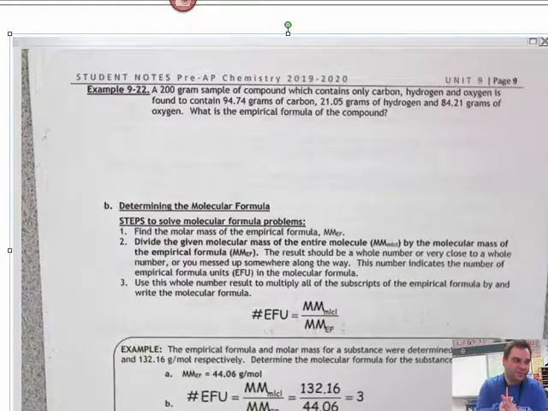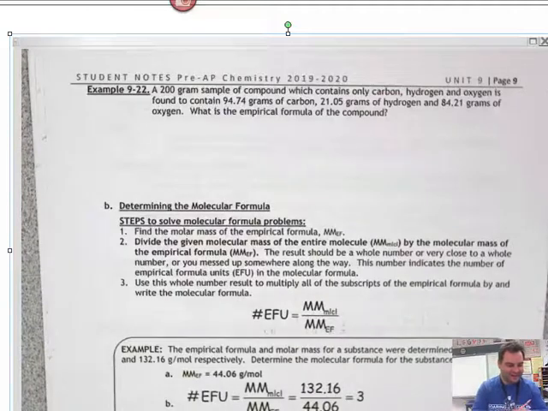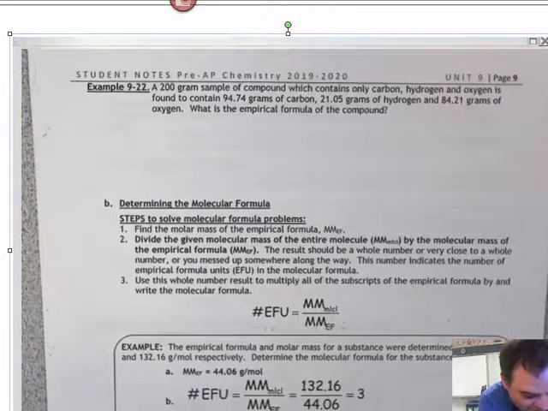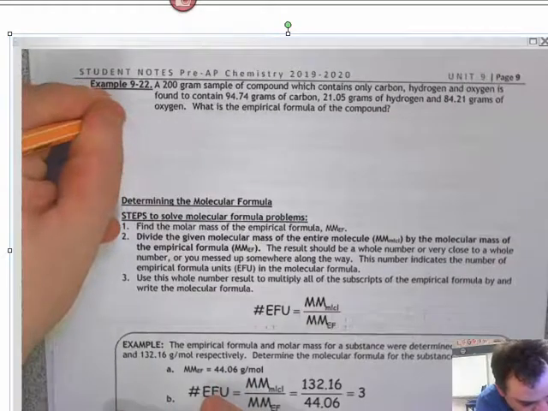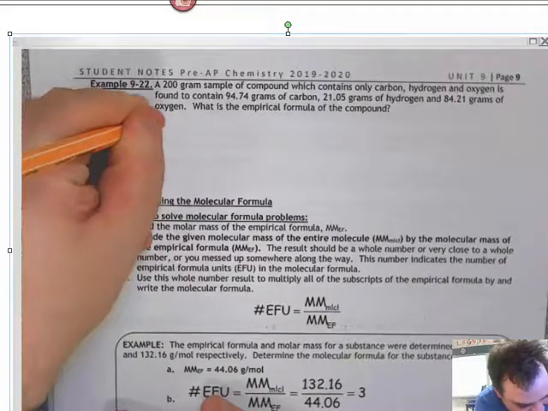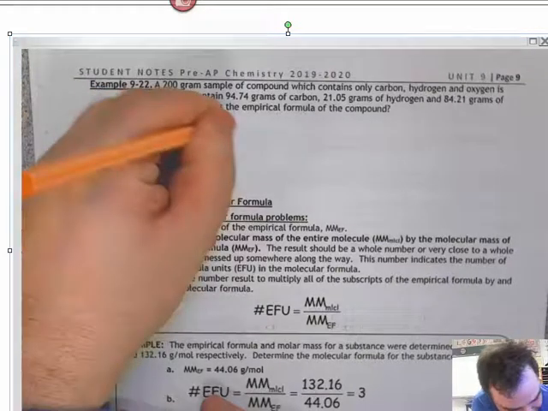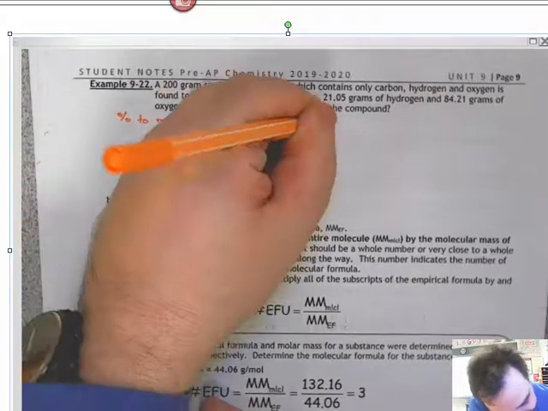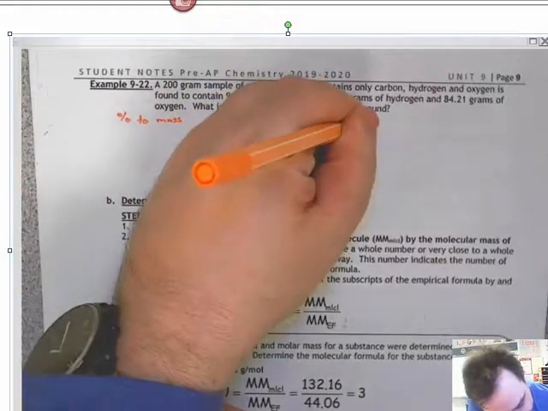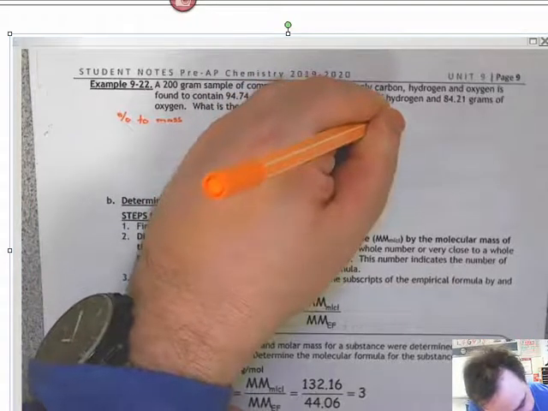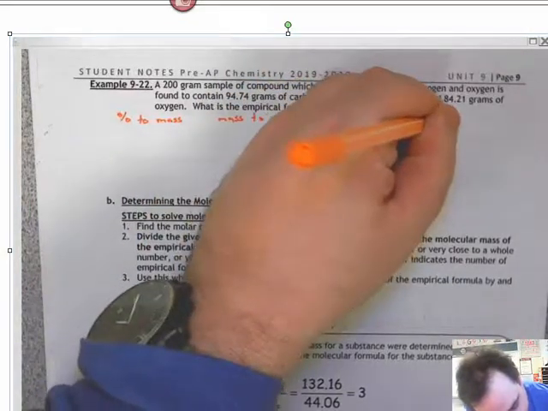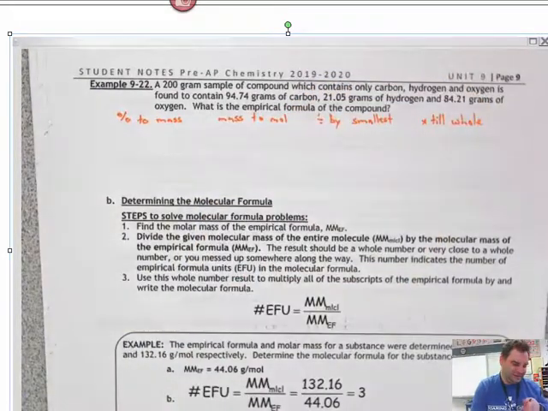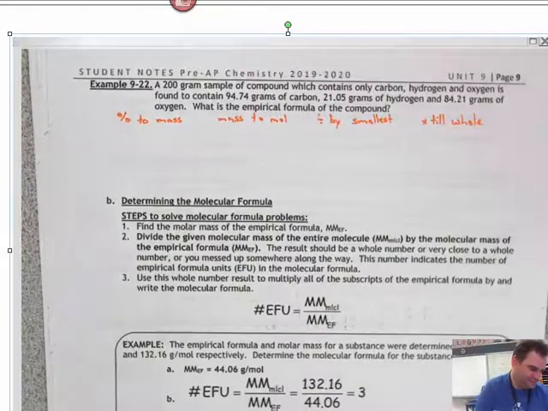We're going to continue with doing our empirical formulas and molecular formula problems here. Here's another empirical formula. What is the empirical formula of the compound? Remember, we have to do percent to mass, mass to moles, divide by smallest, multiply till whole. Okay, here we go.